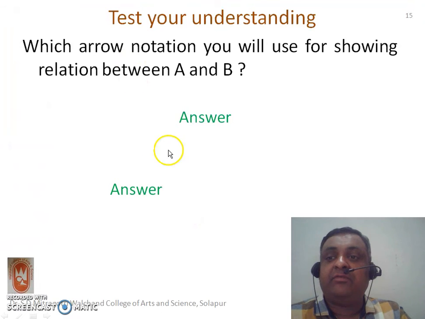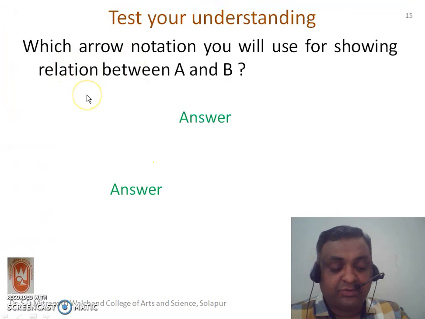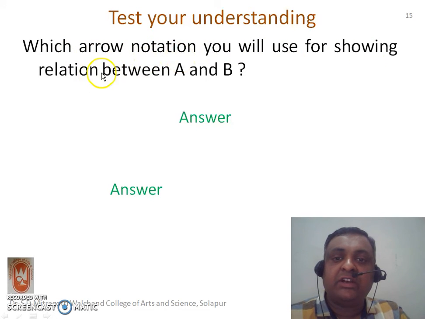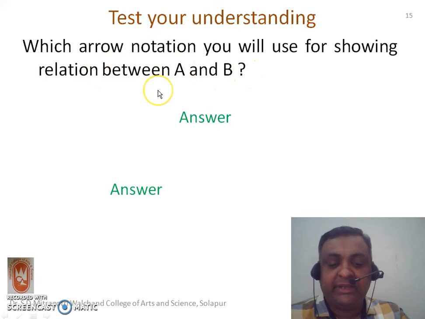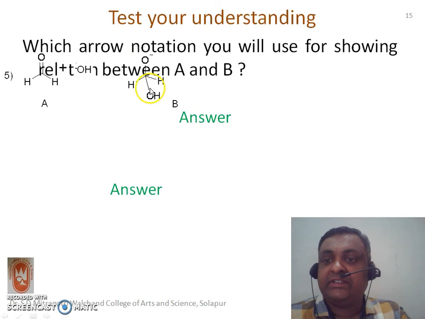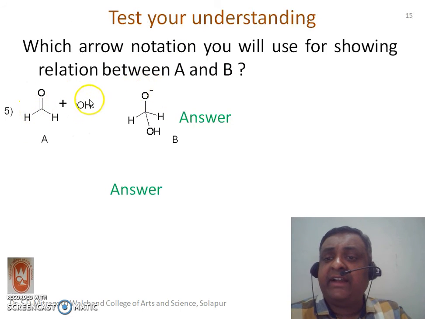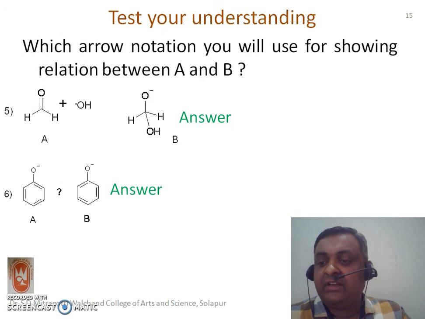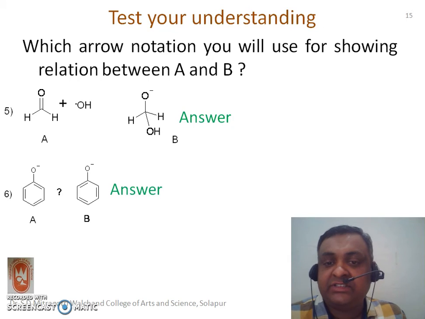Right? Now again we will have a small questionnaire. The first, we have to answer which type of arrow notation you will use for showing relation between A and B. Let us have first question. Yes, here formaldehyde reacts with OH minus and produces this compound. So which type of arrow notations will you use? The next is there is a structure A and structure B. Which type of arrow notation will you use? You can pause the video, think of the answers, write the answers, and then check the answers on the next slide.